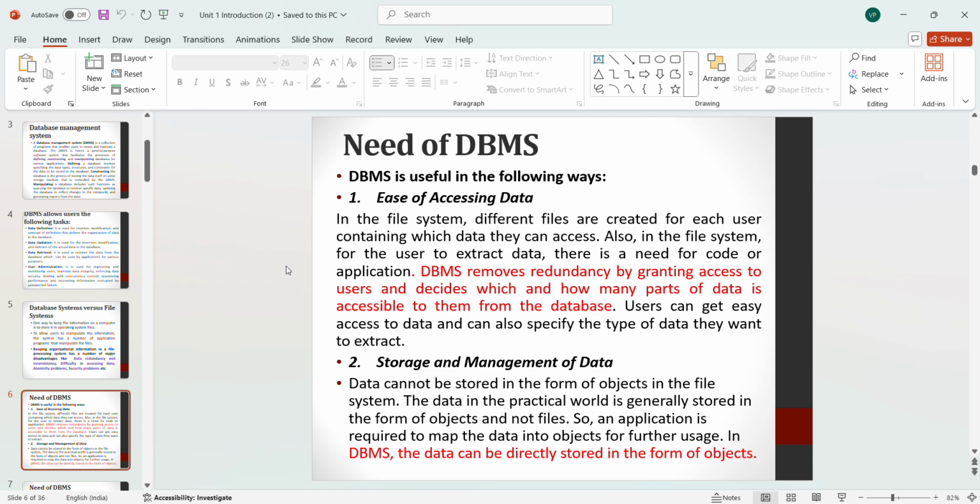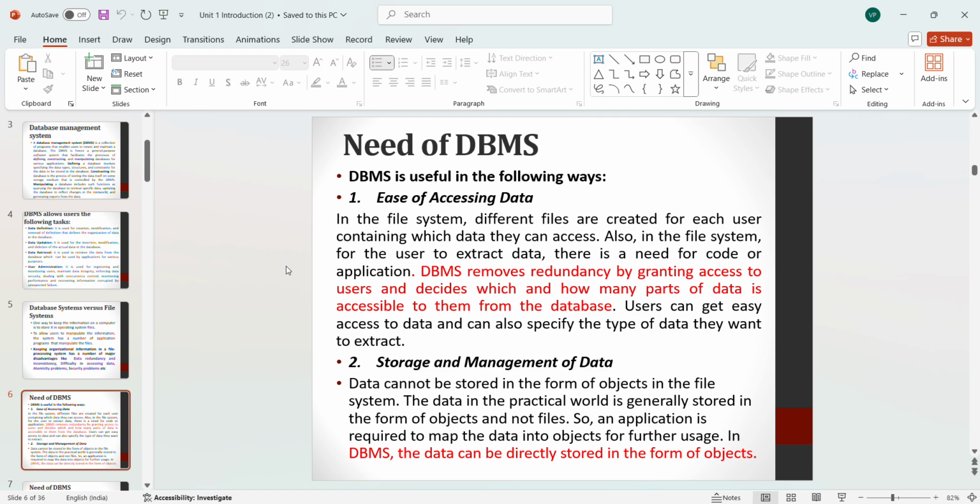Now, what's the need of a database management system? The first one is the ease of accessing data. In the file system, different files are created for each user, containing which data they can access. Also in the file system, for the user to extract data, there is a need for code or an application. DBMS removes redundancy by granting access to users and deciding which and how many parts of the data are accessible to them from the database.